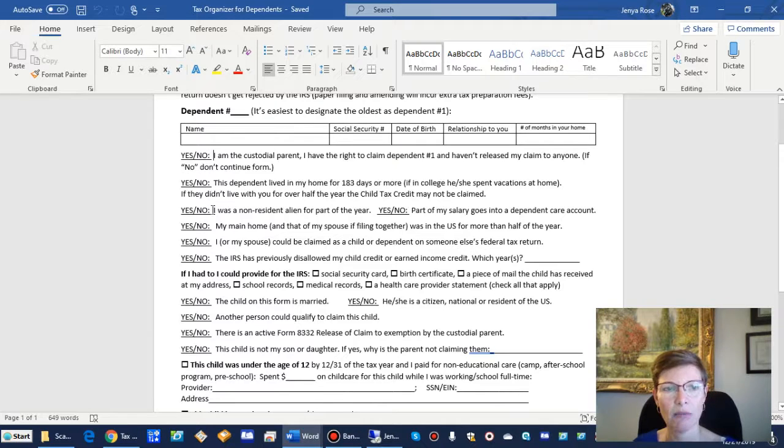Yes or no, whichever one it is. I was a non-resident alien for part of the year. I do need to know that. I don't know why, it's just an IRS question. That's you, not the dependent.